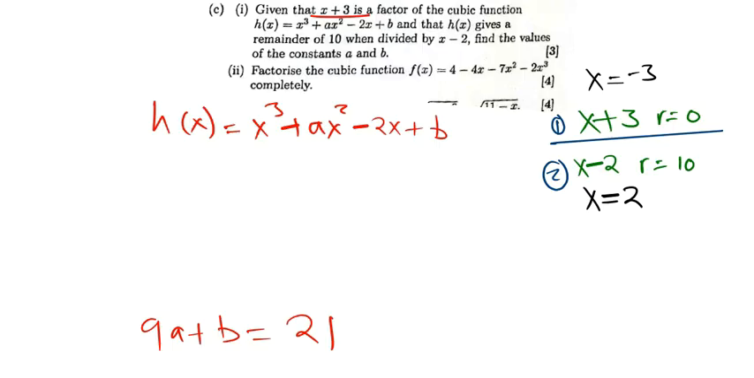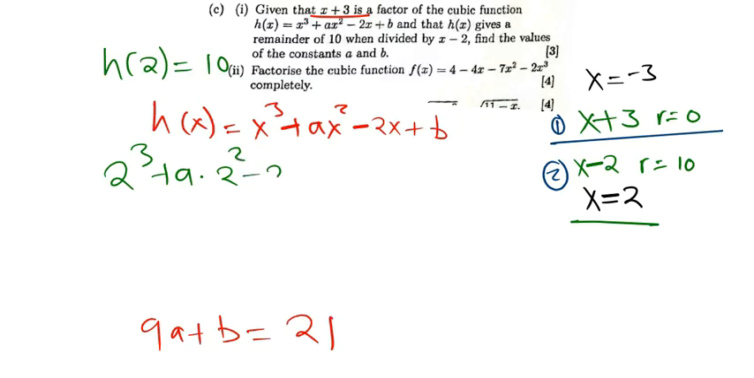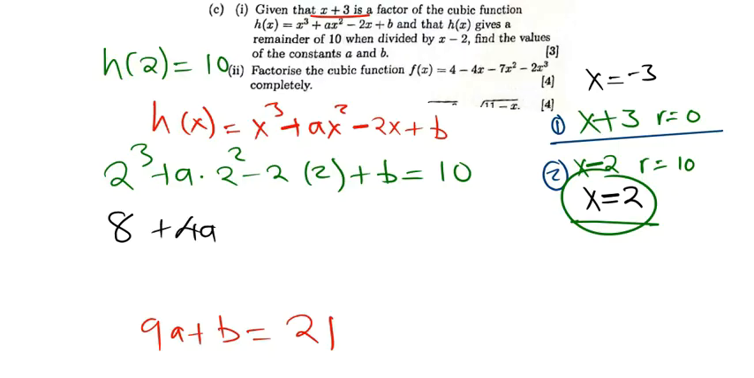Let's now focus on the second part. Here we've said x minus 2 gives a remainder of 10. So if we substitute a 2, we should be able to get a 10. So let's do that. 2 to the power 3 plus a times 2 to the power 2 minus 2 plus b is equal to 10. So where there's x, that's where we are putting that. So what we have, we've got 8 plus 4a minus 4 plus b is equal to 10.